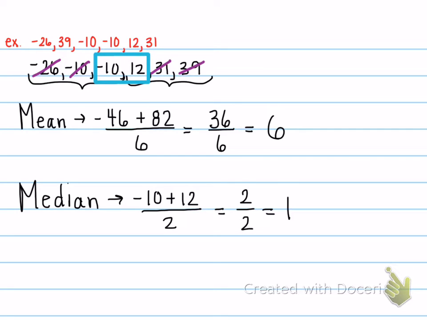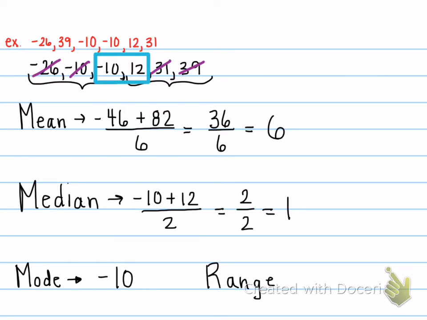Mode is the number that occurs the most. So in this problem, I did actually have a number that occurred more than one time, and that was negative 10. So the mode of this problem is negative 10. Again, remember, you can have more than one number as long as those numbers don't all occur that same amount of time.